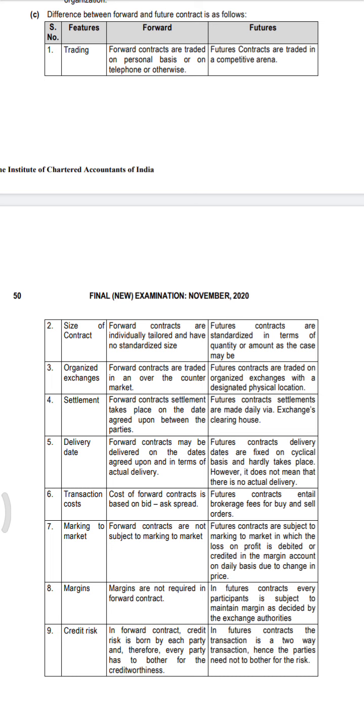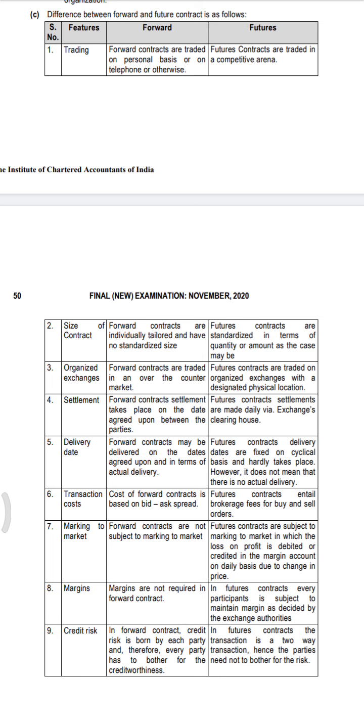Settlement. Forward contract settlement takes place on the date agreed upon between the parties. Future contract settlements are made daily via exchange clearing house. Delivery date. Forward contracts may be delivered on the dates agreed upon. And in terms of actual delivery, future contracts delivery dates are fixed on cyclical basis and hardly take place. However, it does not mean that there is no actual delivery. Transaction cost of forward contracts is based on bid ask spread. Futures contracts entail brokerage fee for buy and sell orders.